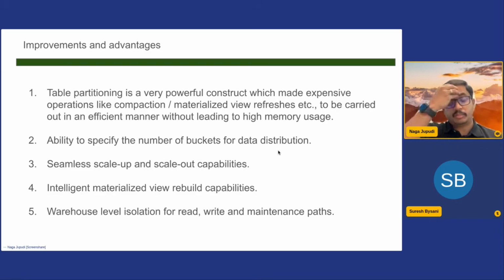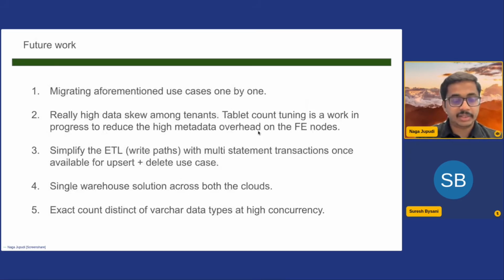And the ability to specify the number of buckets again. That was the real good thing for us, where we can say that if I have a 100 node or a 200 node cluster, I can just have a subset of nodes work on a particular customer's data whenever the queries come in, right? So that was another great advantage that we got. And for warehouse level isolation, that was provided for the read, write and maintenance paths, where we were able to isolate all the traffic, saying that ETL has to go to warehouse 1, and all the UI based queries will be coming to warehouse 2 in the same cluster. So that feature capability we were able to leverage.